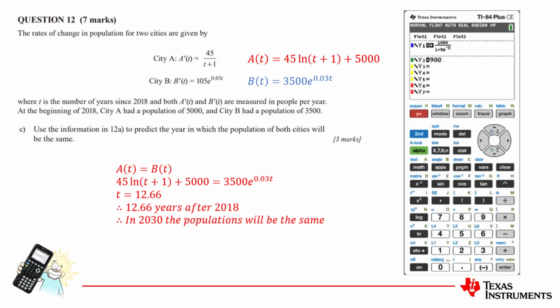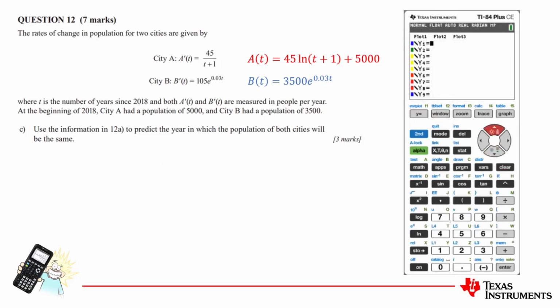The other way you could do this question is to solve graphically. If we wanted to find where the populations are the same using the graph, we could have 45, the natural log of, again, x plus 1, plus 5,000. And then I could have 3,500 e to the power of 0.03x. Again, we're using x as we do when graphing. Then from here, I'm going to go to zoom, and I want to go to 0, which is zoom fit. That should highlight the area of the graph that we're interested in.